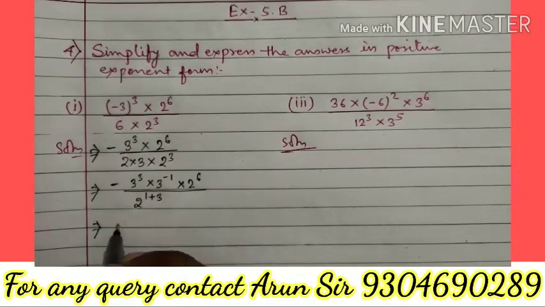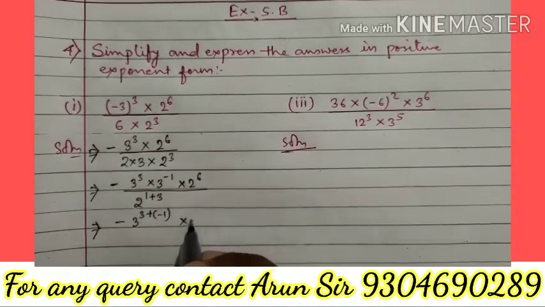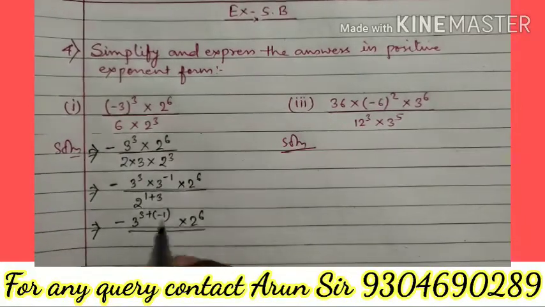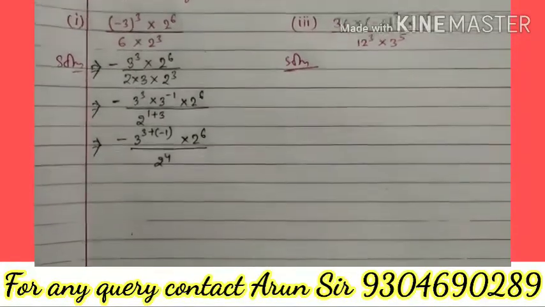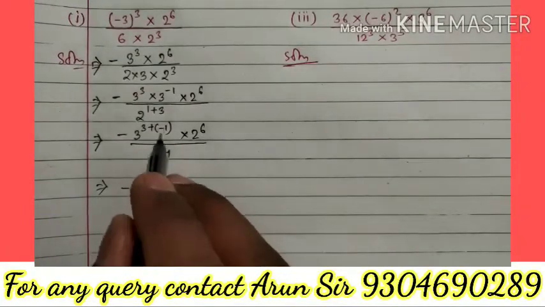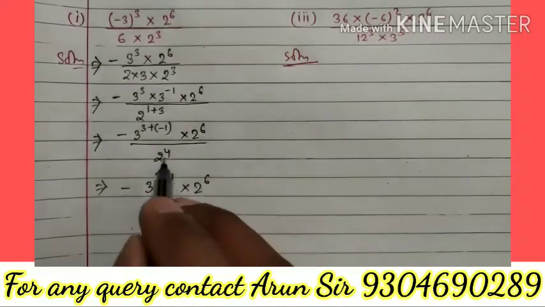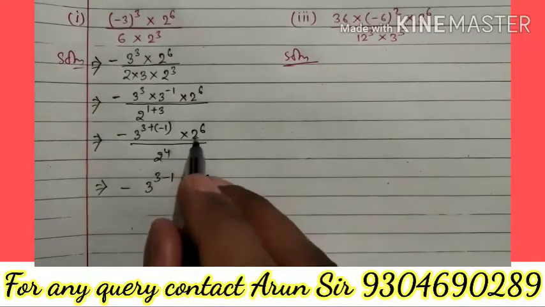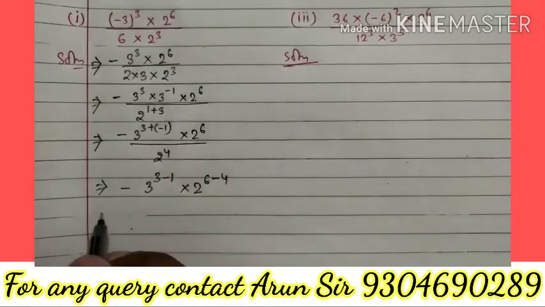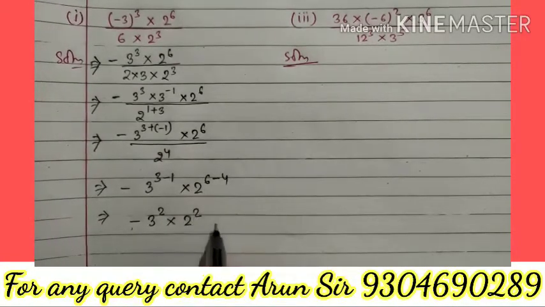Let us move to the next step. Minus 3 to the power 3 plus minus 1 into 2 to the power 6 by 2 to the power 4. In the next step, minus 3 to the power 3 minus 1 into 2 to the power 6 by 2 to the power 4. Here again division is there, the base is the same, so 6 minus 4. In the next step, minus 3 to the power 2 into 2 to the power 2. This will be our answer. Hope that this question is clear to you all.